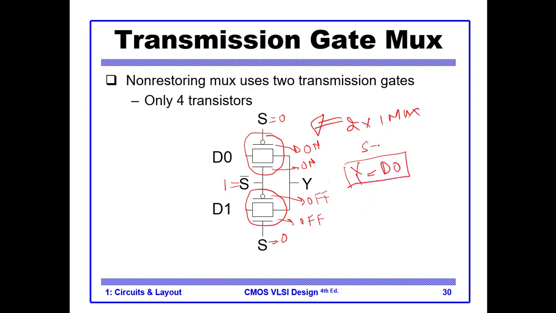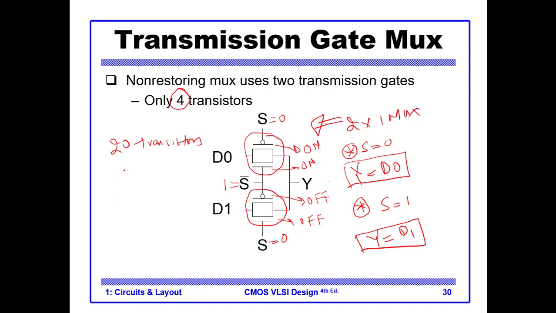Similarly, for S equal to 0, we have Y equal to D0, and if you check yourself, for S equal to 1, Y will be equal to D1. So this is a 2x1 mux. But the good thing is it only needs 4 transistors compared to 20 transistors if you do it with CMOS logic.